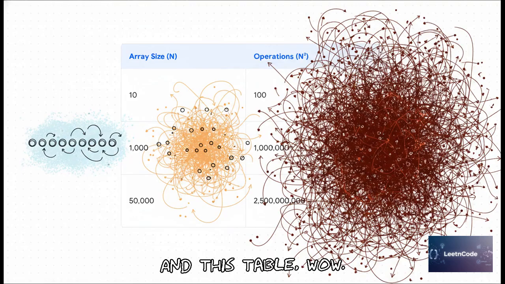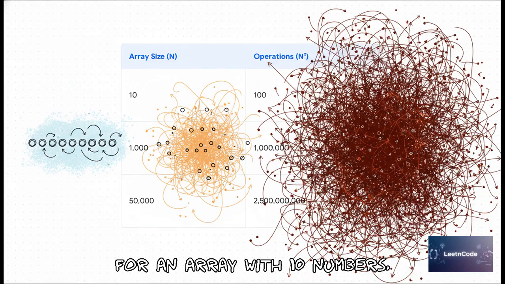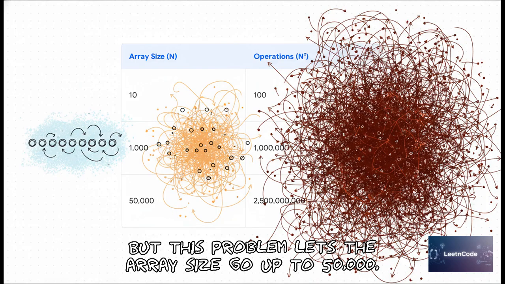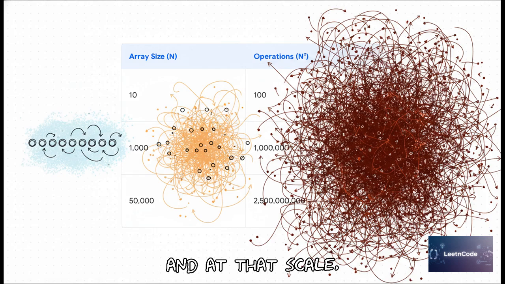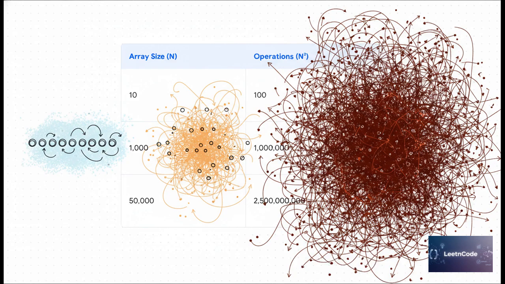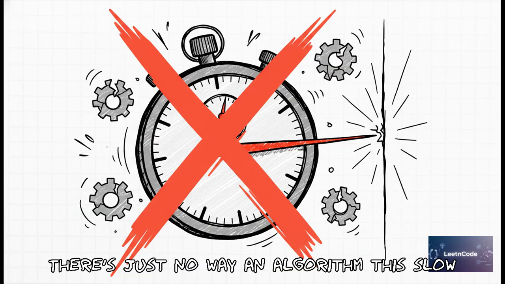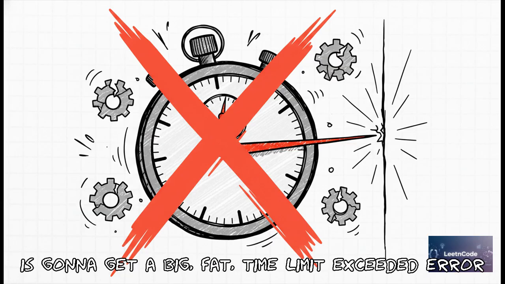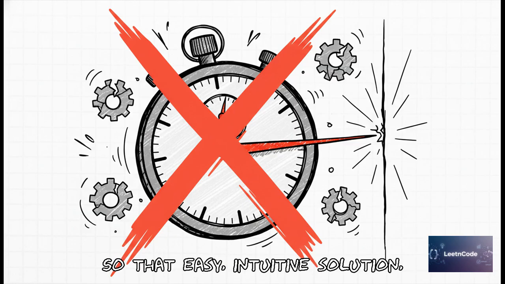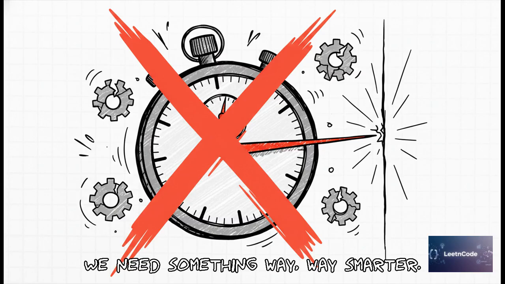And this table, wow. This really shows you the problem, doesn't it? For an array with 10 numbers, you're doing 100 checks. No big deal. But this problem lets the array size go up to 50,000. And at that scale, the number of operations just explodes into 2.5 billion. That's a lot. And here it is, the punchline. There's just no way an algorithm this slow is going to avoid a big, fat time limit exceeded error on any coding platform. So that easy, intuitive solution, it's a non-starter. We need something way, way smarter.